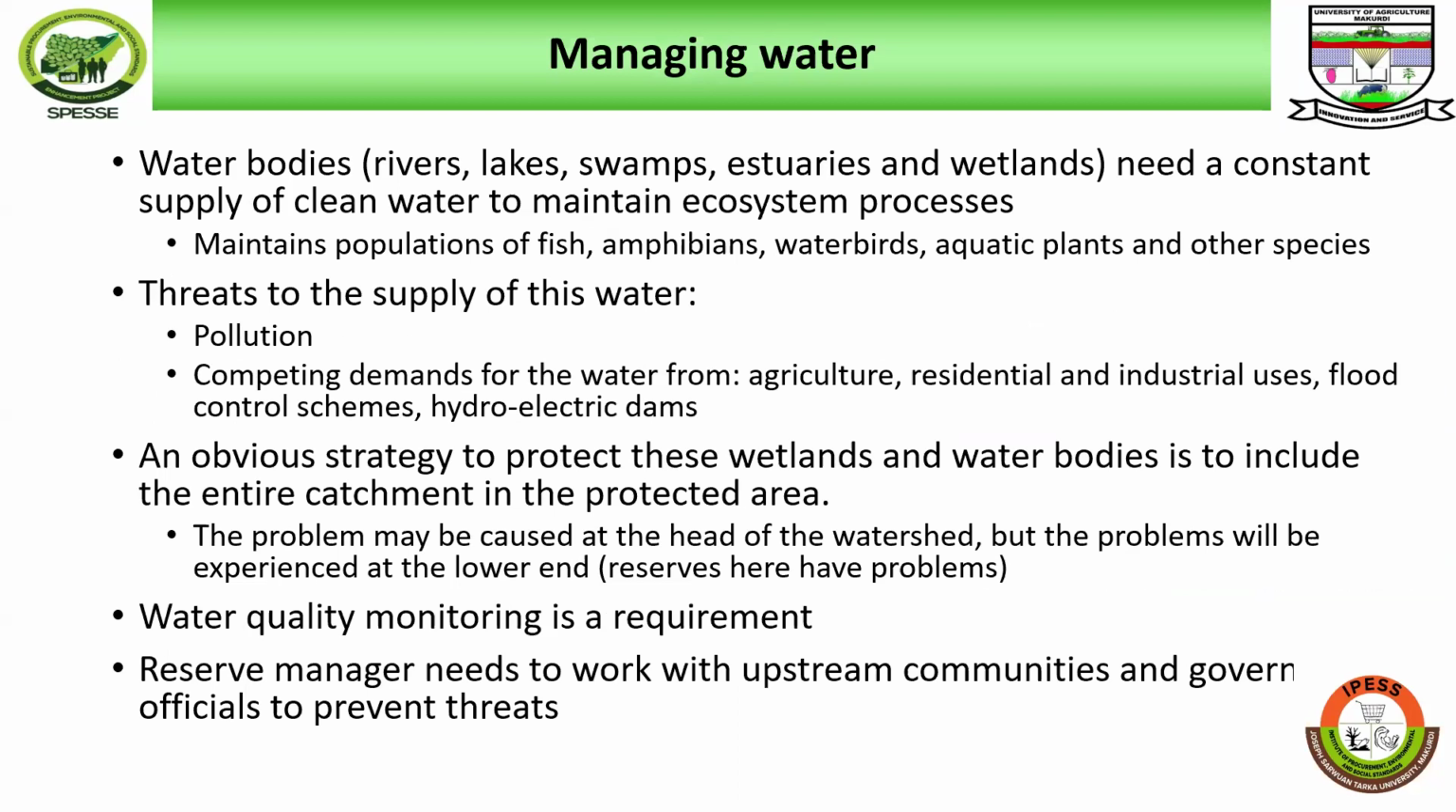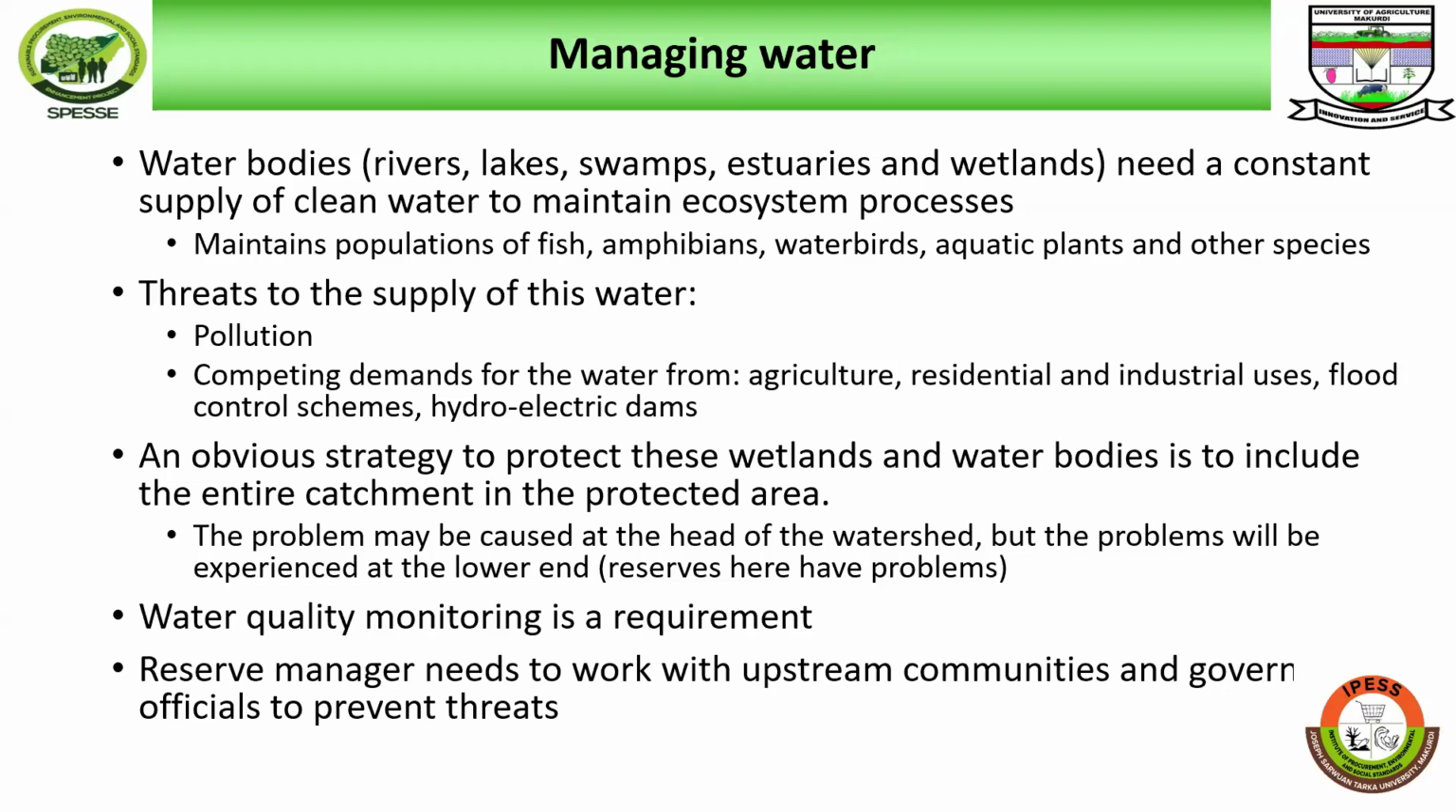For management of water bodies, rivers, lakes, swamps, they need a good supply of clean water to maintain the ecosystem. We're talking of population of fishes, amphibians, waterbirds, aquatic plants, and other species.